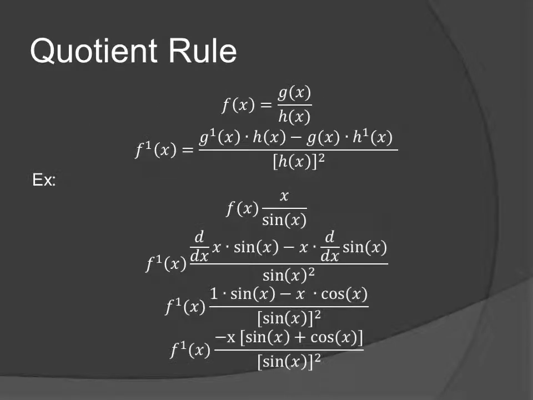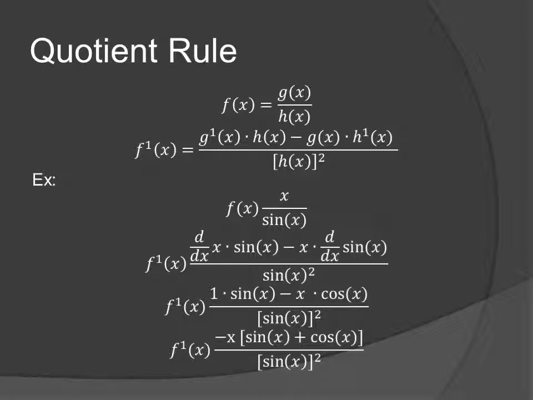Another rule is the quotient rule. The quotient rule states that if f of x is equal to g of x over h of x, then the derivative is equal to the derivative of g of x times h of x minus g of x times the derivative of h of x, all divided by h of x squared. A good way to remember this is the derivative of the top times the bottom minus the top times the derivative of the bottom, all over the bottom squared.